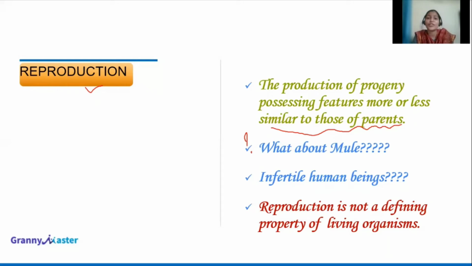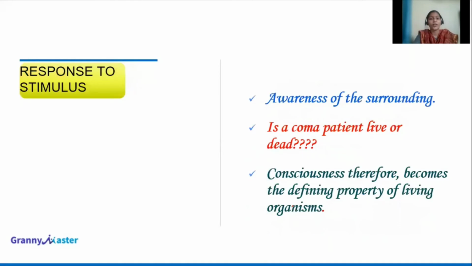Reproduction is not a necessary life process. We have various life processes like respiration, nutrition, circulation, and excretion. These four are the necessary life processes in our body. But reproduction is not at all a necessary process, because people who are not reproducing also survive, and they are also living organisms. So this is the reason why we say that reproduction is also not a defining property of living organisms. So what next?